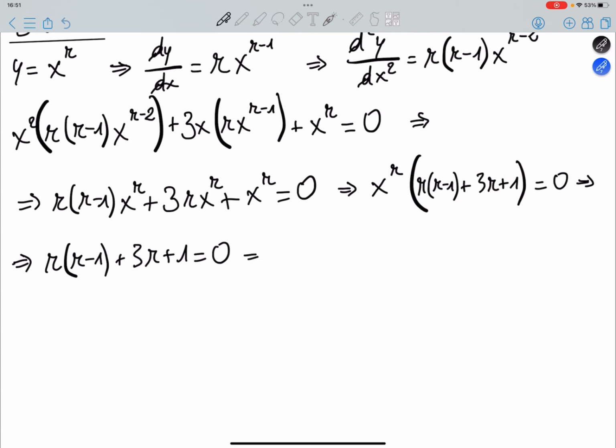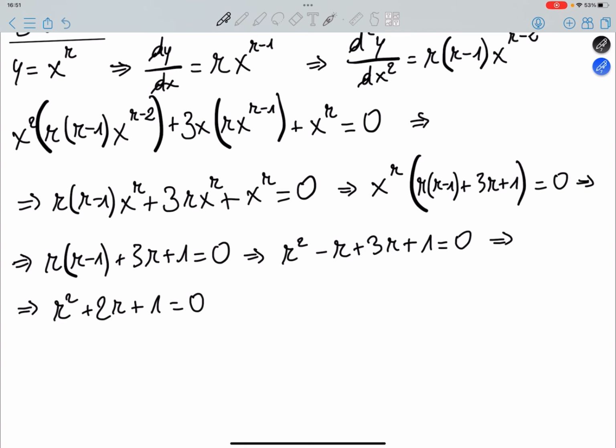Now we can expand again, so we have r squared minus r plus 3r plus 1 is equal to 0. And this implies that r squared plus 2r plus 1 is equal to 0.